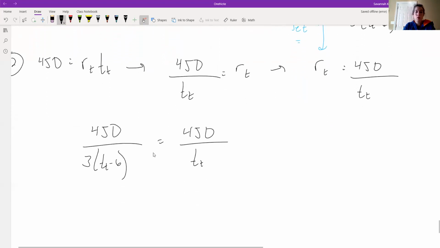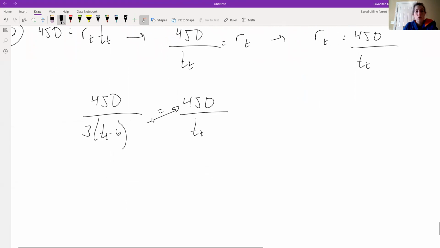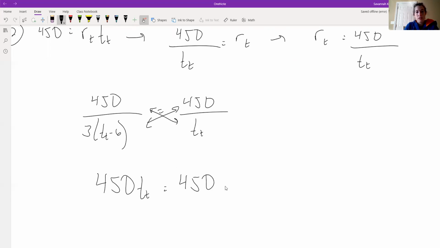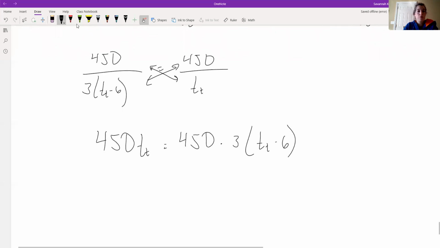And according to what we've been learning, cross multiply. So I'm going to have 450 times T equals 450 times this 3T minus 6, okay? A 450 on each side is kind of nice. They will divide away, cancel away, which I'm not even showing because it's probably the simplest part of this problem.